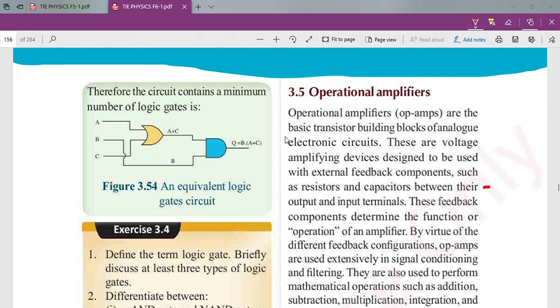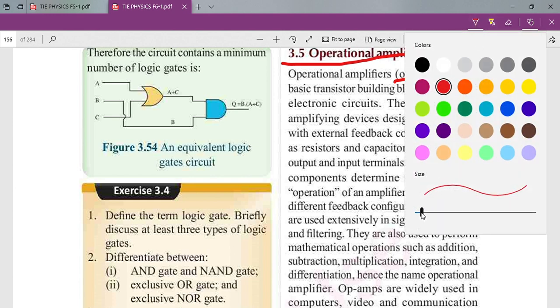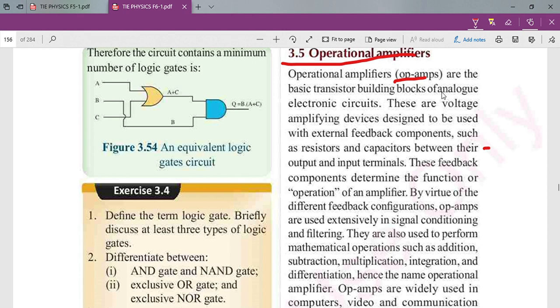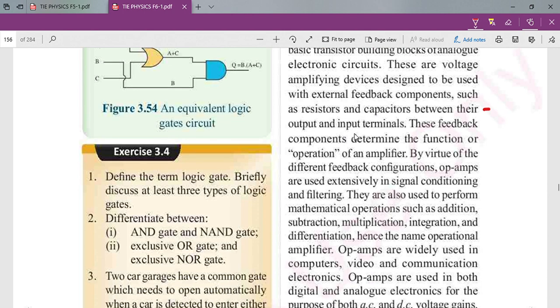Hello everyone, today we are going to learn about the operational amplifier. The operational amplifier is part of electronics and is denoted by op-amp, the short term we use. Operational amplifiers are the basic building blocks of analog electronic circuits. It is designed to connect the input and the outputs.